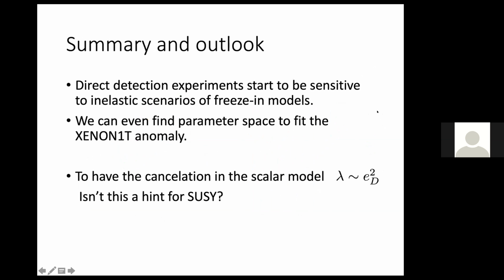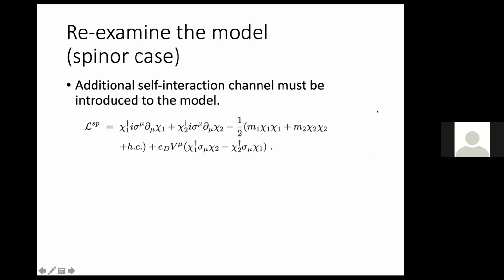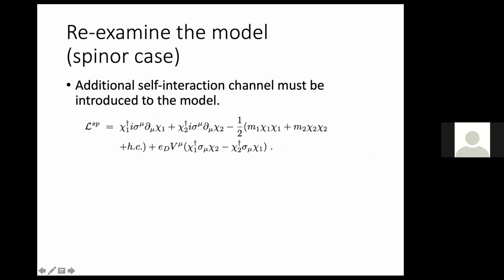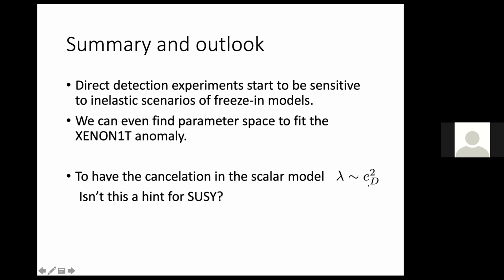What I show is that the direct detection experiments start to be sensitive to inelastic scenarios of freezing models. And even more, we can find parameter space to fit the XENON 1 anomaly. There's also an interesting fact: to enlarge the parameter space in the scalar region, we need a cancellation from the self 4-point interaction diagram to the T-channel diagram mediated by the dark photon field. And what we need, lambda, is actually very similar to the number of e dark squared.